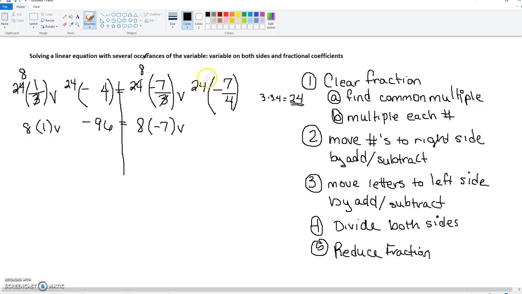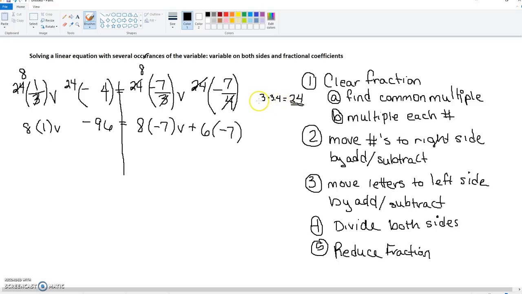Now we're going to do the same thing. 24 divided by 4 is 6. I'm going to put a plus sign here just for now, so we can see it. And then negative 7 here. Okay, so we have gone ahead and cross-simplified. We've gotten rid almost of the fractions. Our next step is going to be to completely multiply.